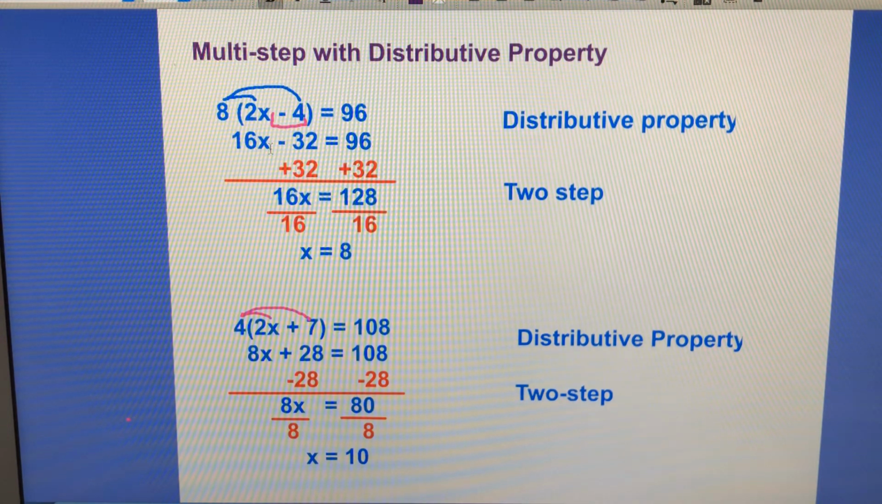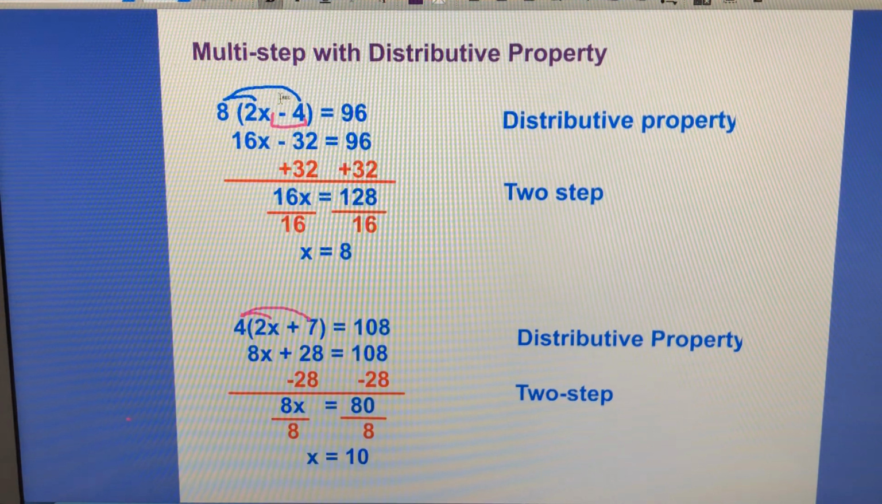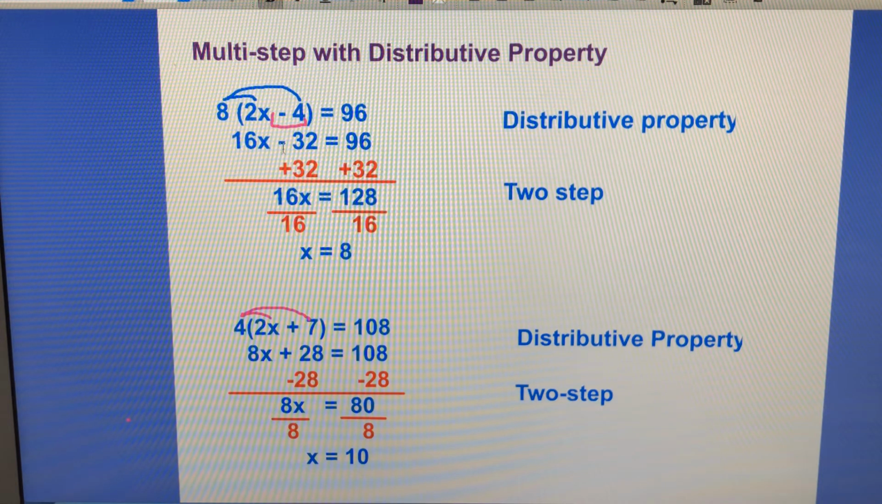8 times 2x, 16x. 8 times negative 4. The sign goes with the term, negative 32. Of course, it looks just like minus 4 and minus 32, but the people in math decided to use that one symbol to mean negative, minus, subtract. So many terms for that one little symbol. I'm ready to solve for x. Add 32, divide by 16, x equals 8.